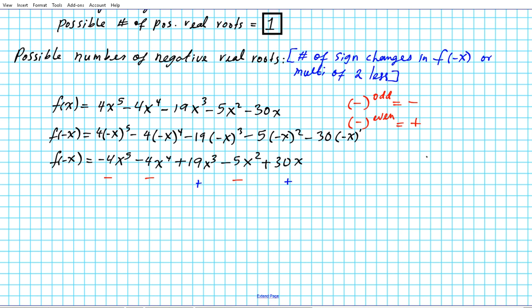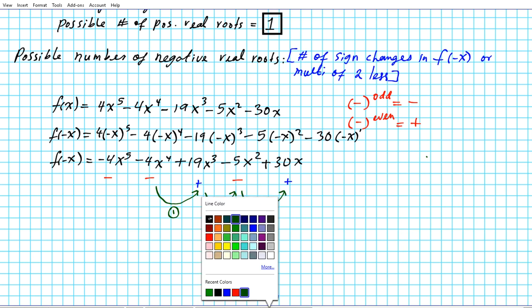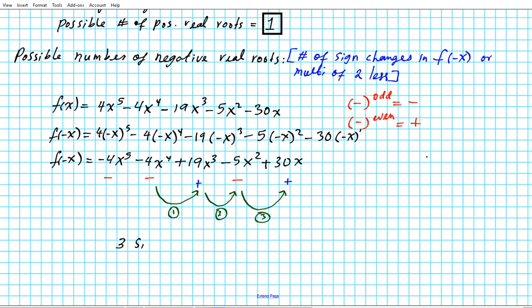You notice that the sign flips from the fourth to third term. So this is a sign flip here. That's one. And then from the third to the fourth term, there's another sign flip. Number 2. And then from the fourth to the fifth term, there's another sign flip. Bam. So 3 sign flips. Let's write that down. So we have 3 sign changes in f of negative x.